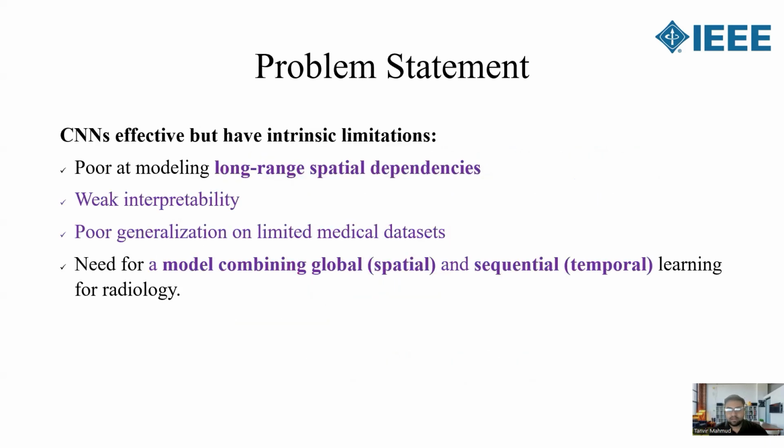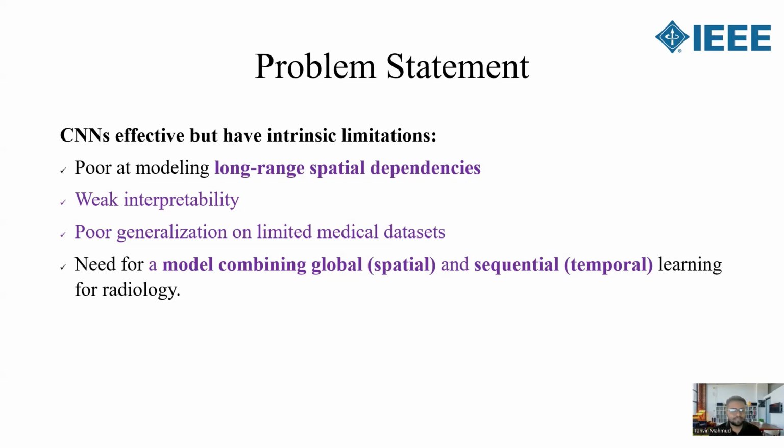The main problem identified in the study is that CNN-based models are effective but limited in modeling long-range spatial relationships. They also lack interpretability and struggle with generalization on limited medical datasets. Therefore, there is a need for a model that combines global spatial learning and sequential temporal learning to improve diagnostic accuracy.